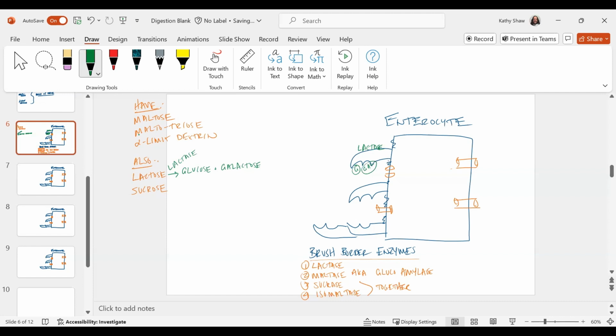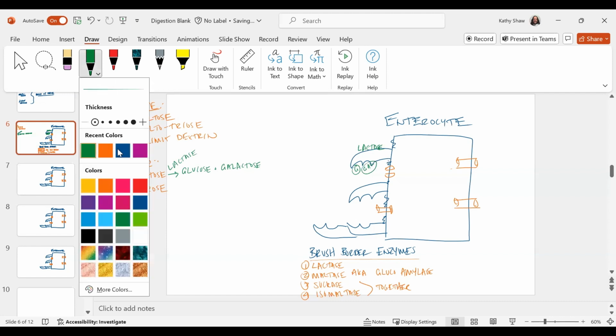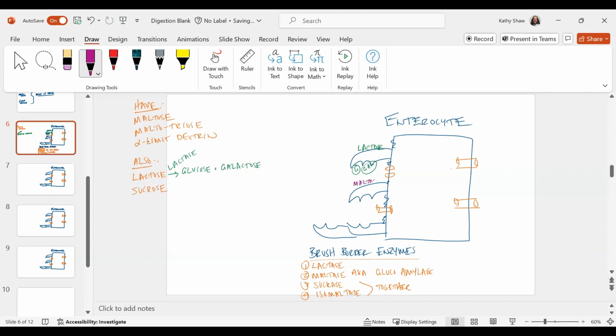Okay, the next brush border enzyme is maltase. So this one's our maltase. What this one's going to do is take maltose and maltotriose, which is really kind of sort of a whole bunch of glucoses hooked together, take those and break them down into individual glucose molecules. So we had the chain of 2, chain of 3. Now we're going to have the individual glucose molecules.